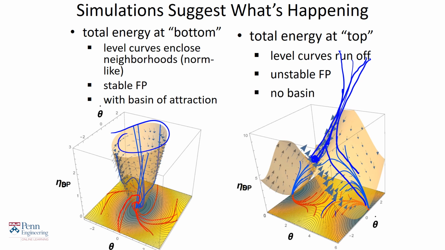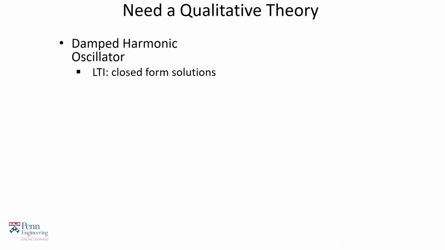And this is a profoundly important point. I get no basin here. There's no basin at all. If I'm lucky, then the solutions will fall their way down to the basin of the neighboring fixed point, which of course they do in this case. And so this general idea is going to be profoundly important throughout the whole course. And what this begins to help us see is that we need a qualitative theory. For the damped harmonic oscillator, which was a linear time invariant system, I was able to get closed form solutions.